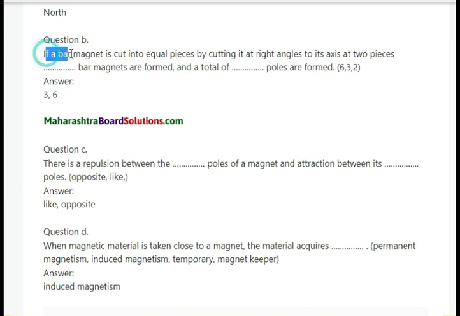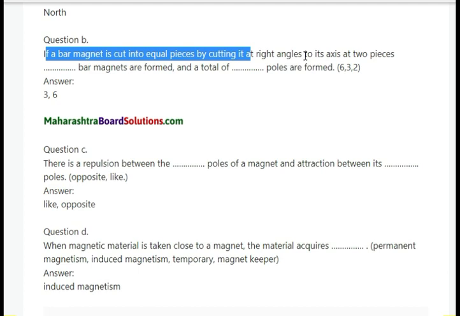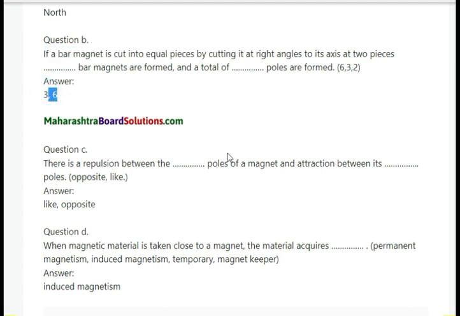Question B. If a bar magnet is cut into equal pieces by cutting it at right angles to its axis into two pieces, fill in the blanks. Bar magnets are formed and a total of poles are formed. The answer is 3 and 6.